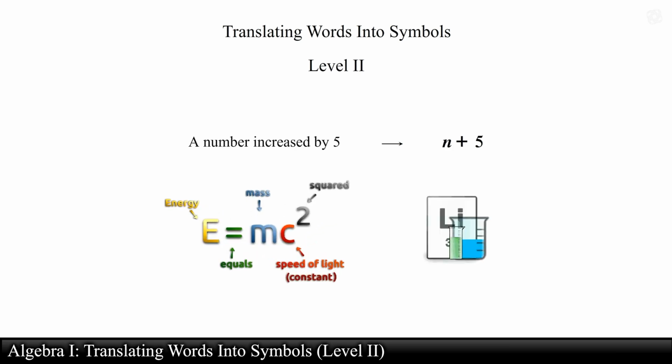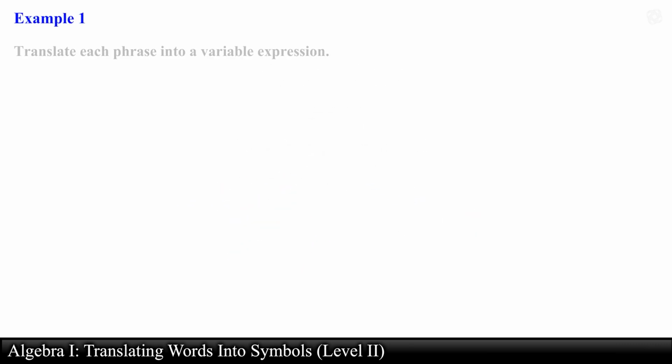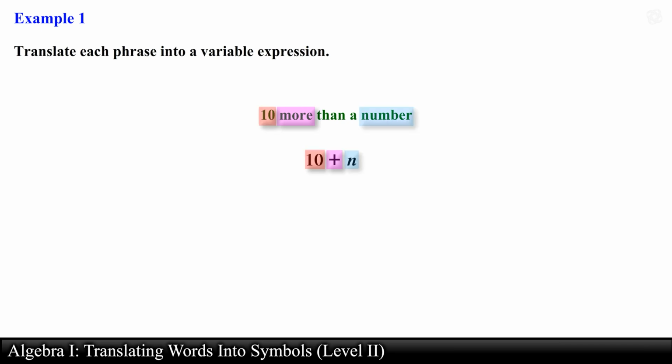Alright, let's try the following examples. Translate each phrase into a variable expression. Our first phrase is 10 more than a number. This phrase is describing an addition between two numbers because of the key word more. So this phrase translates to 10 plus n, or n plus 10. Either form represents the same translation of the phrase.